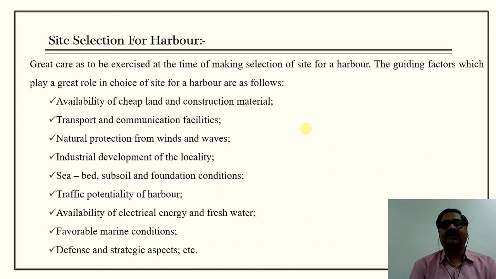Transport and communication facilities. If you don't have these facilities, your construction cost is certainly going to increase, and it will be very complex in nature to construct. Natural protection from winds and waves. If there are high tide waves, then naturally you need to go for a complex design of the foundations and structures, which is again more challenging. Industrial development of the locality. If it is so, you will get cargo, you will get goods to transport. Sea bed subsoil foundation conditions, traffic potentiality of the harbour.